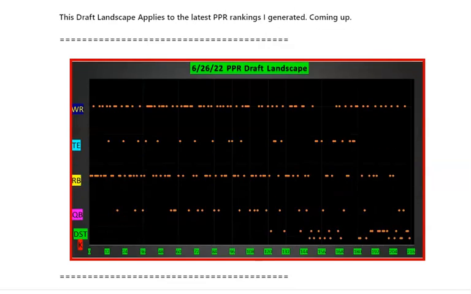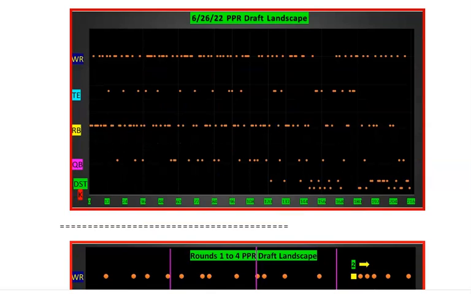And so the first figure is here, and it is a complete draft landscape. Each orange circle represents the average pick, ADP, and I have listed wide receivers, tight ends, running backs, quarterbacks, defense, and kickers from the first pick to pick 216. So was that about 16 rounds, something like that. And the bottom is in 12ths, so kind of draft rounds here.